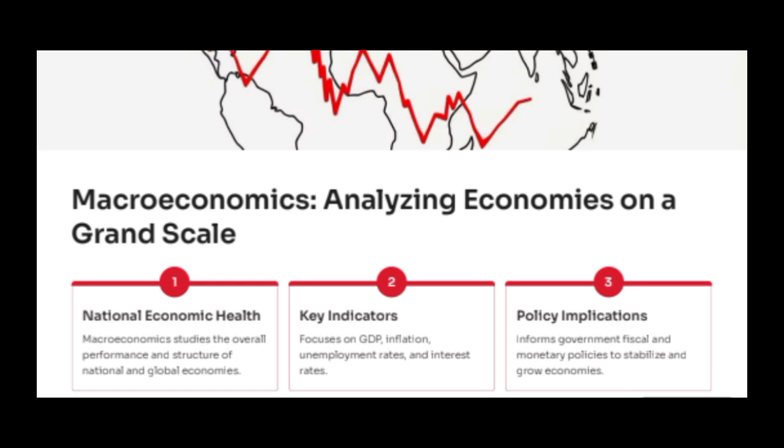Another example is in policy implications. During the COVID-19 pandemic, governments worldwide implemented massive stimulus packages. Macroeconomic analysis was used to design these policies, aiming to prevent a total economic collapse by supporting businesses and individuals.